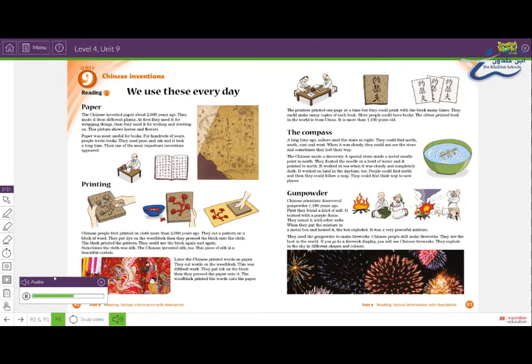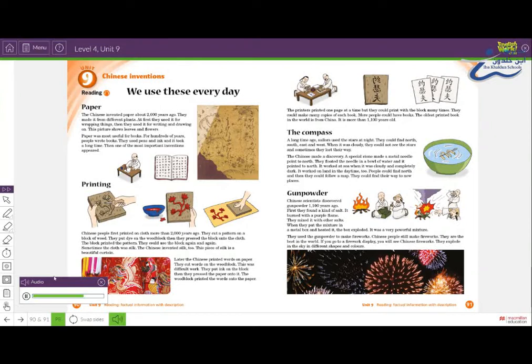The compass. A long time ago, sailors used the stars at night. They could find north, south, east, and west. When it was cloudy, they could not see the stars, and sometimes they lost their way. The Chinese made a discovery. A special stone made a metal needle point to north. They floated the needle in a bowl of water, and it pointed to north.